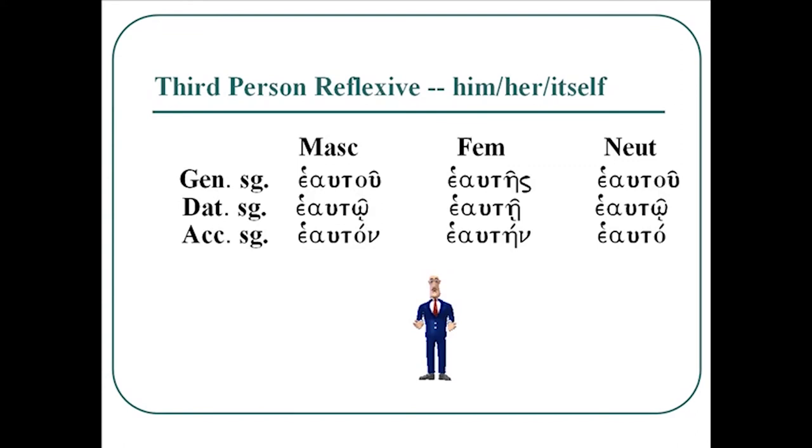Now for the third person reflexive pronoun, himself, herself, or itself, we have heautu in the masculine, heauto, heauton. So we've got the logos endings once again, a 2-1-2 structure, the feminine form taking the graphe, graphes, graphen endings, and the neuter taking the hieron endings, heautu, heauto, heauto. Notice once again that the nu is dropped off the accusative singular.